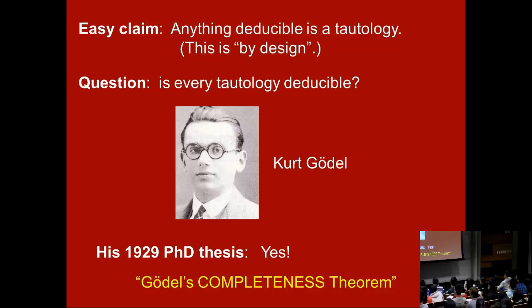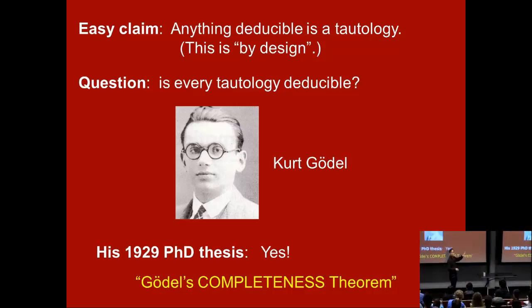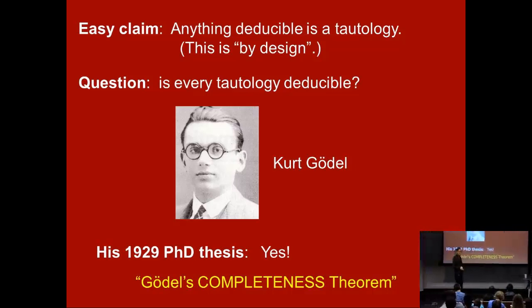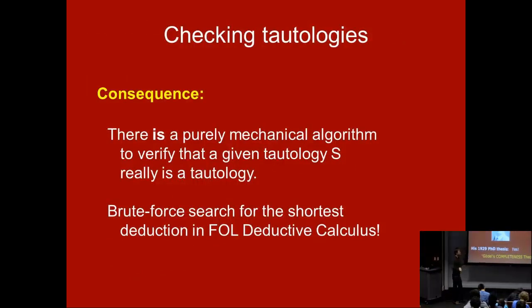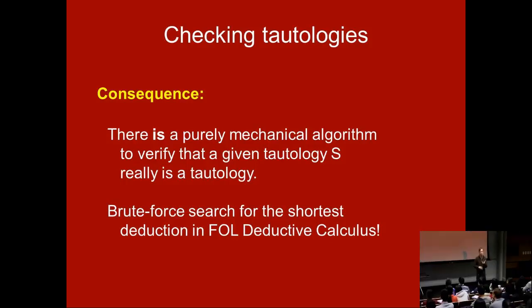So this is actually pretty awesome. He showed that once you fix your vocabulary, it's possible to get every single tautology just by cranking out more and more sentences with this first order logic deductive system. That's a pretty cool fact. So one way to remember it is that if I have a sentence and it really is a tautology, there's a purely mechanical, formal, algorithmic way to check that it's a tautology. You could do a brute force search over all possible deductions in this first order logic deductive calculus.